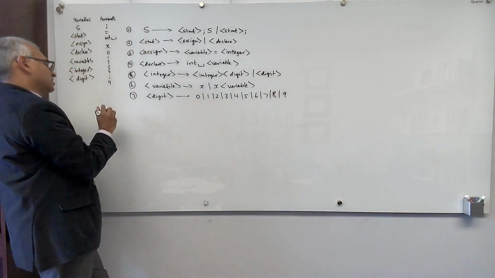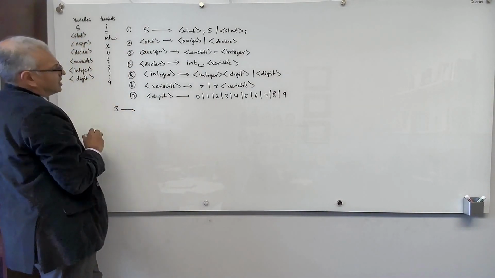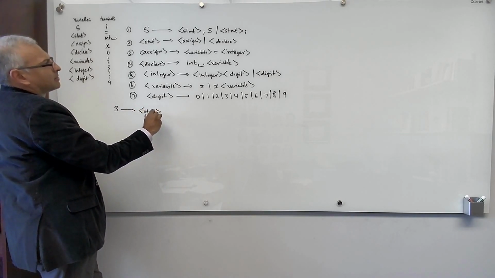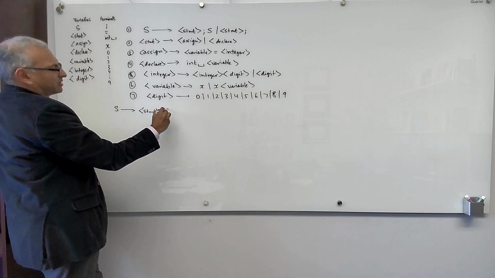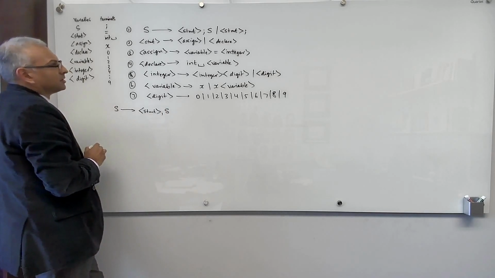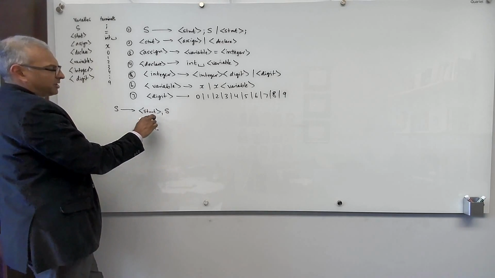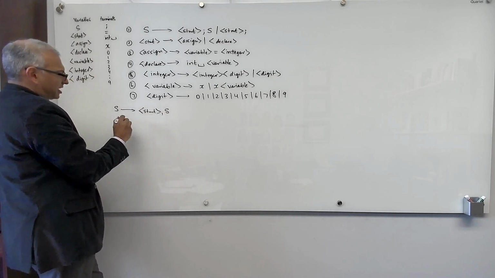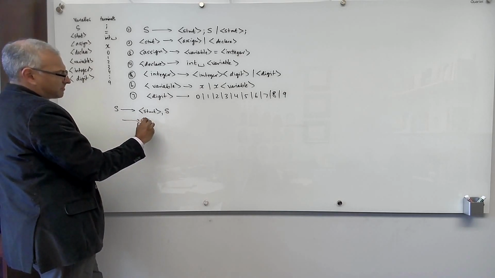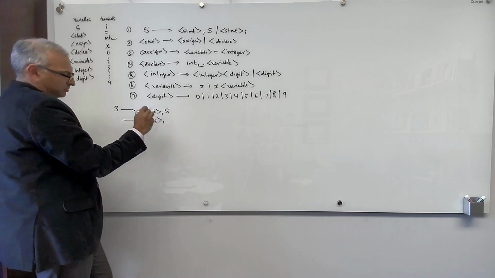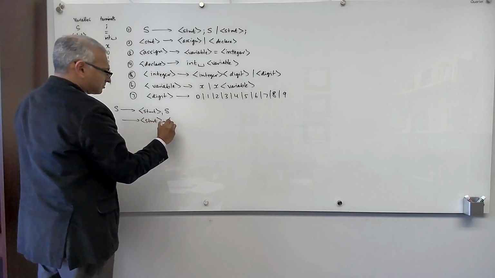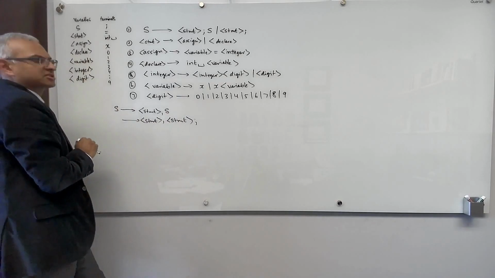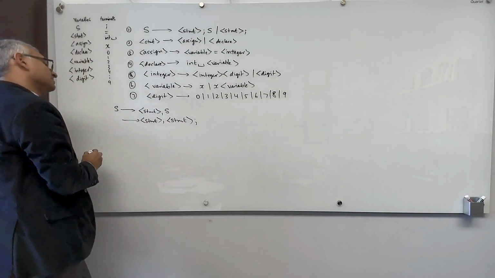Okay, so let's start with our variable S. It can become a statement with a semicolon followed by an S. And now I have two variables. I can pick whatever I want for those two variables. So I'll start with S here. This can become a statement, semicolon, a statement. So I replace this S. So I've gotten two statements next to each other. Nice.